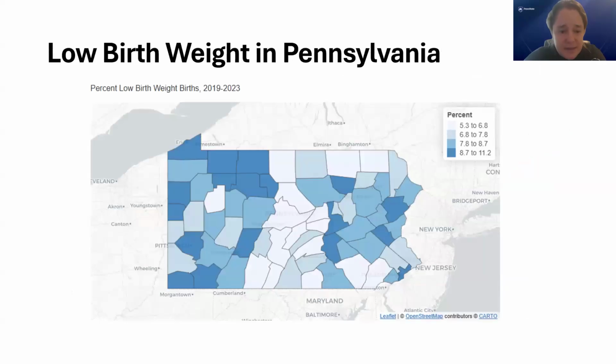In Pennsylvania, it looks like this. This is more urban, and then some rural counties have lower rates of low birth weight.